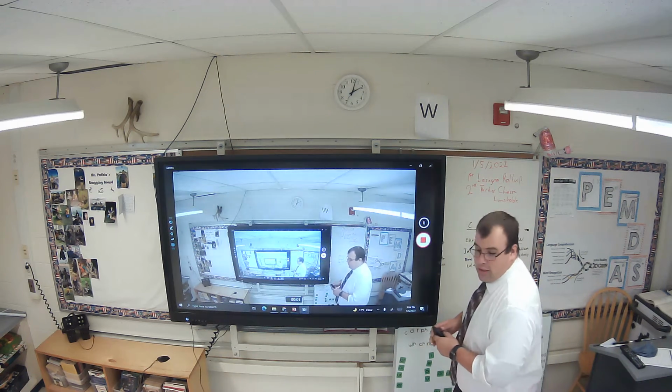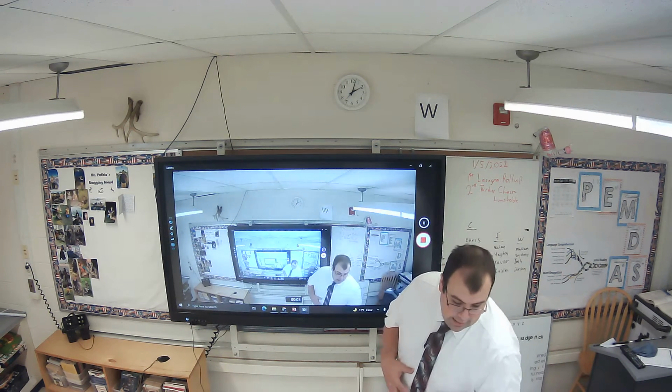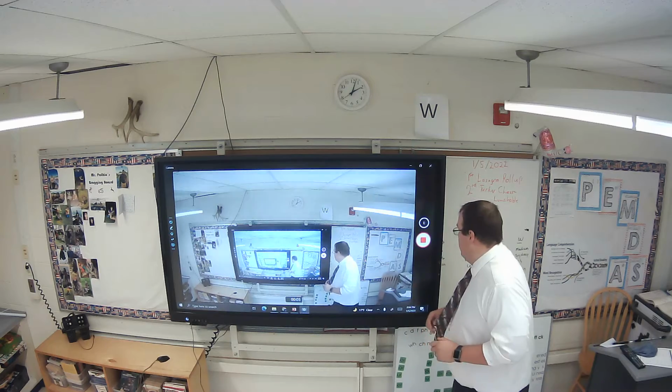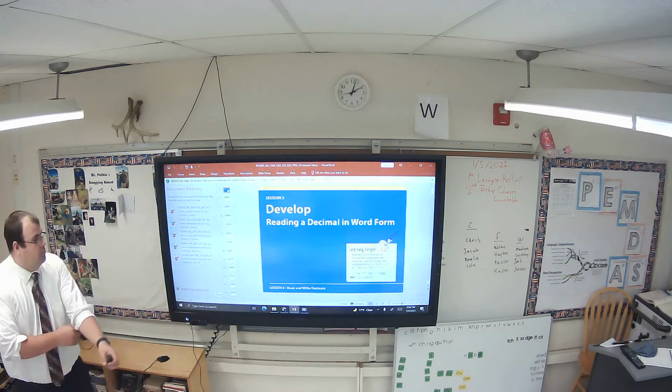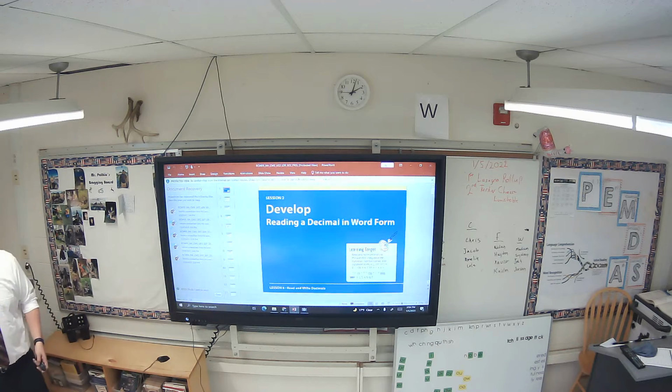Page 149, we're on lesson 8, session 2. We are working on decimals again, saying them and reading the decimals in word form, right?